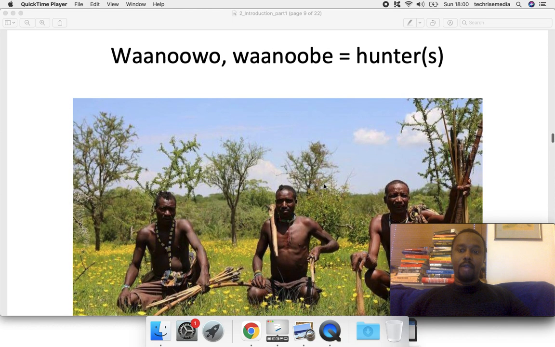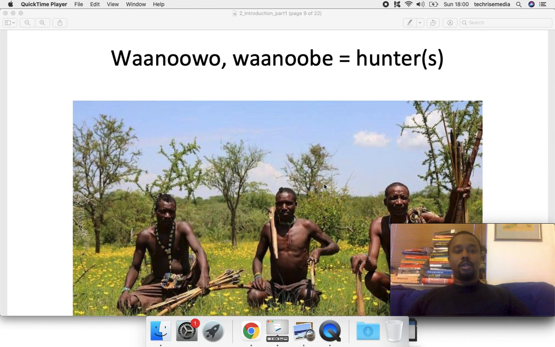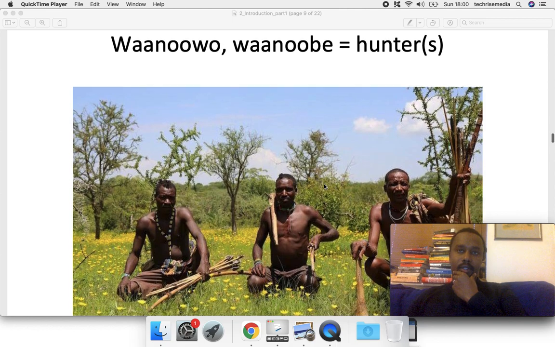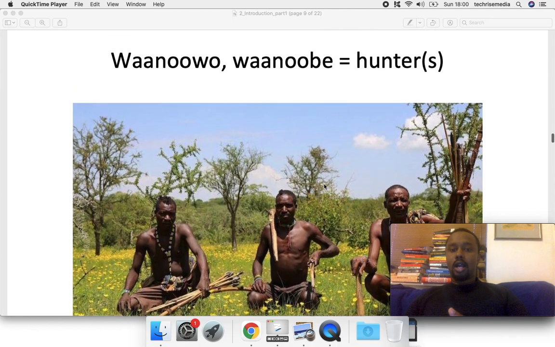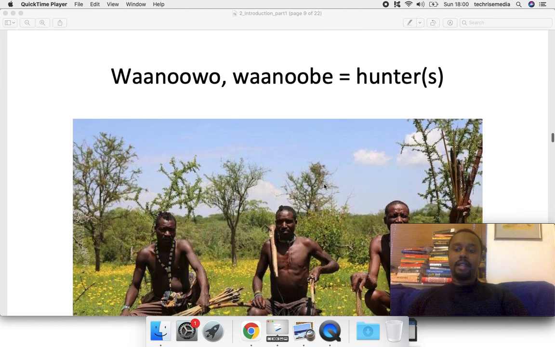And then we have hunters, right? So we have a one hour, and we have one orbe. So we have one hunter and we have many hunters. So one hour, one orbe, right?